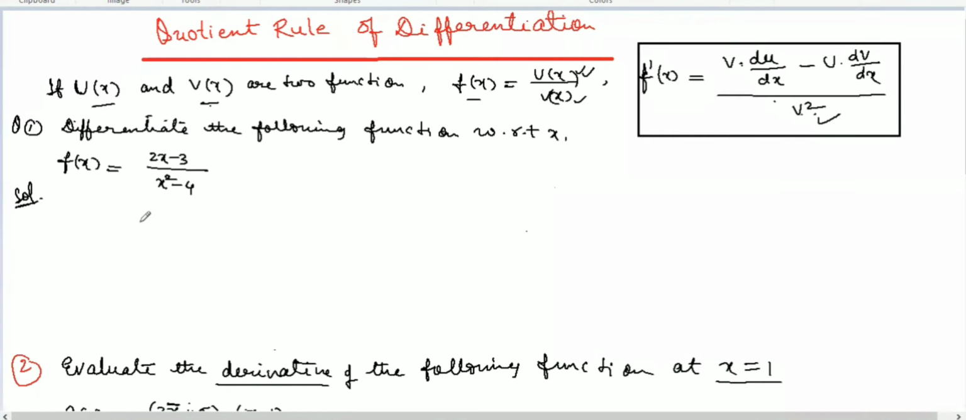So in this video, I'm going to explain how to differentiate using the quotient rule. If you have two functions given here, u(x) and v(x), and the function is given in quotient form, u(x) over v(x), this is the type of function you have to differentiate.